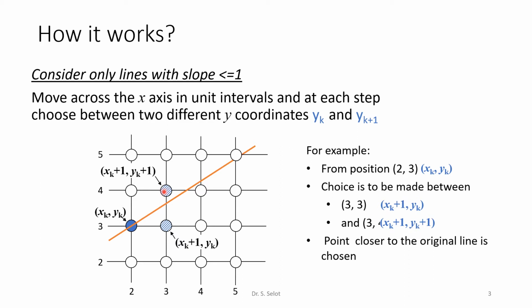These two pixels are addressed by the values as x is always incremented by 1 because we are dealing with lines with slope less than 1. But the value of y is either yk, which means the older value is retained, we are choosing the pixel in the same line, or we use the pixel yk plus 1. So a decision has to be taken between these two pixels which are addressed by the values yk and yk plus 1. So how to decide?